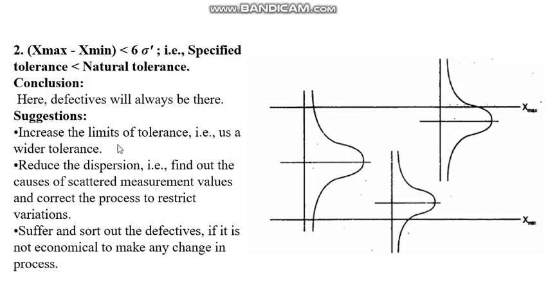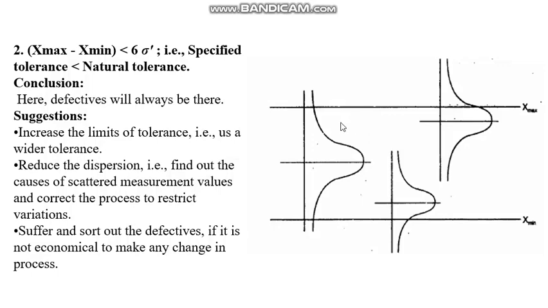Then, suggestions: what do you have to do? You have to talk to the design department and increase the tolerance, that is, use wider tolerances. But that may not always be possible. Second, reduce the dispersion. Find out why the natural tolerance is falling outside the specified tolerances. If the machine, man or material is the problem, try to correct it. Then inspect and sort out the defectives.